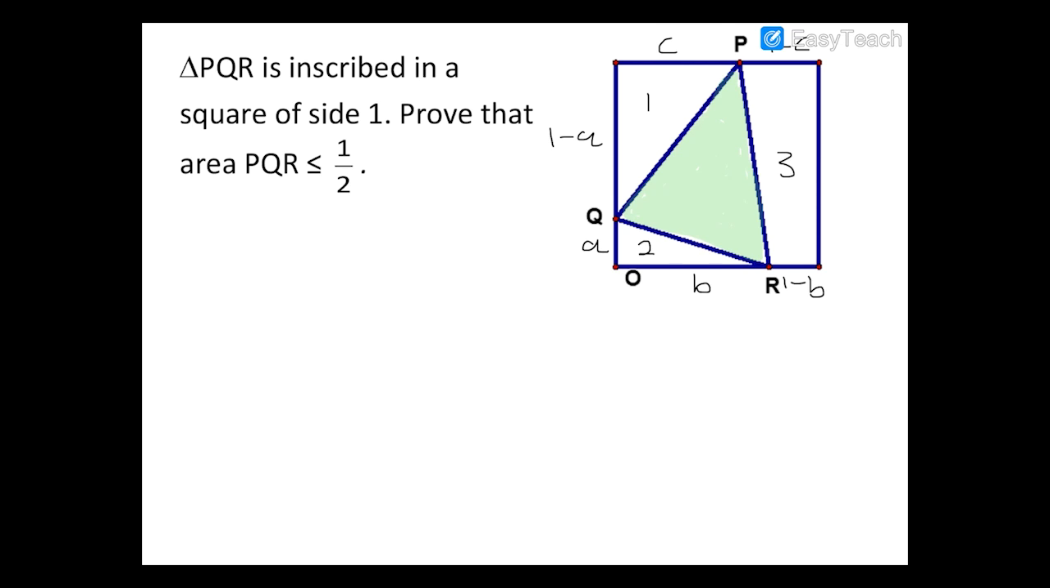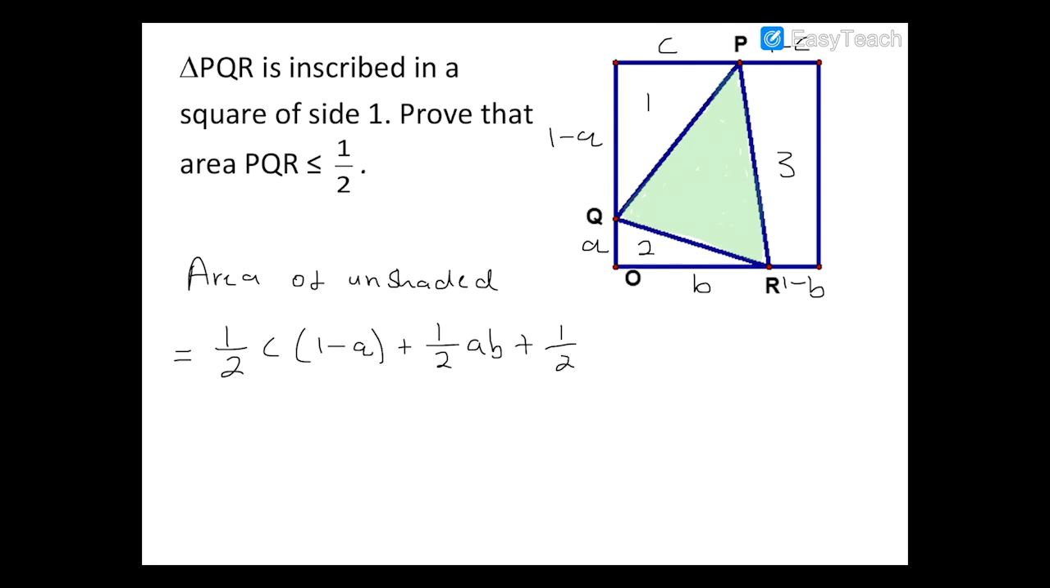Now, the area of the unshaded part would be equal to the area of triangle 1, which is just going to be half base of C and a perpendicular height of 1 minus A, plus the area of triangle 2, which is half A times B, plus the area of this trapezium number 3, which is half the sum of parallel sides multiplied by the perpendicular height, which is just the side of the square, 1.